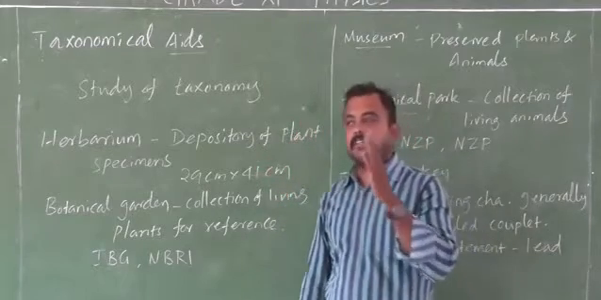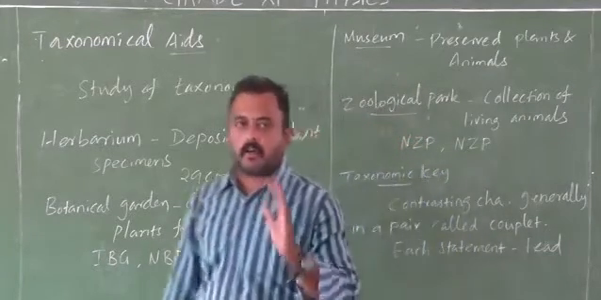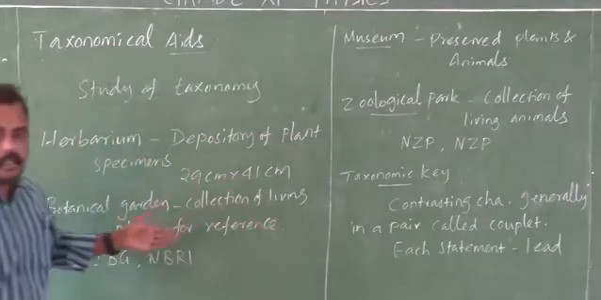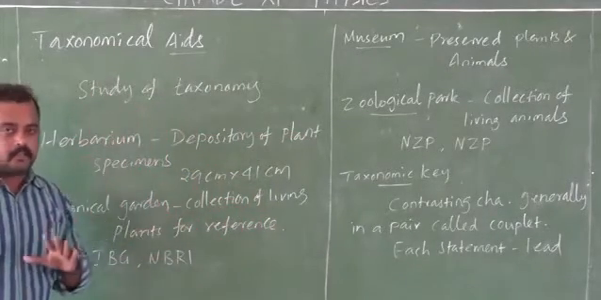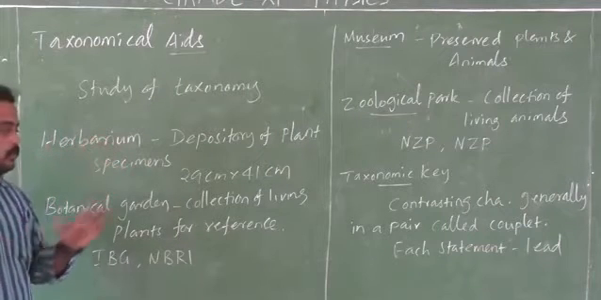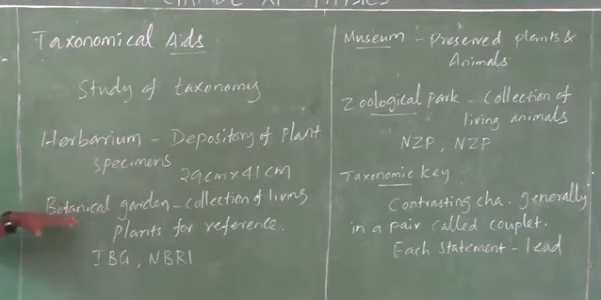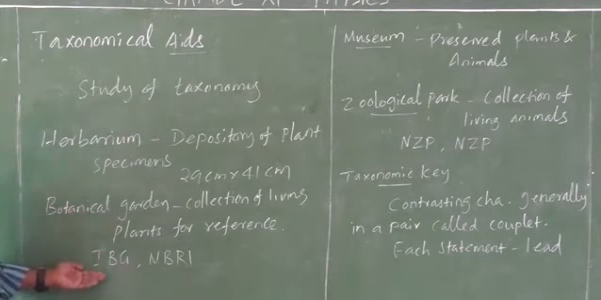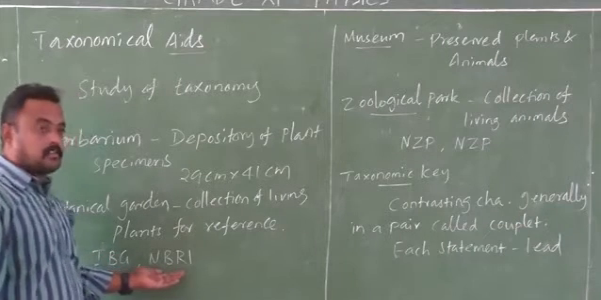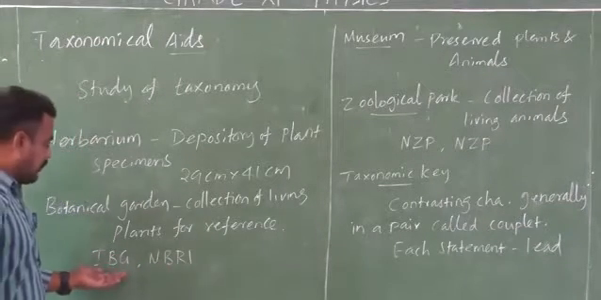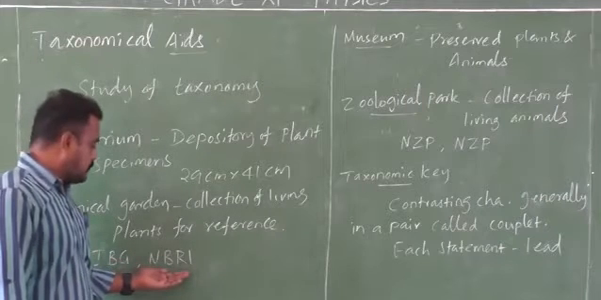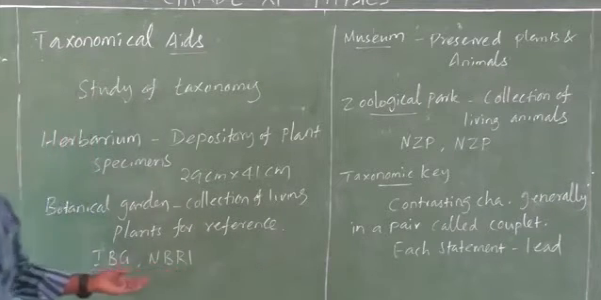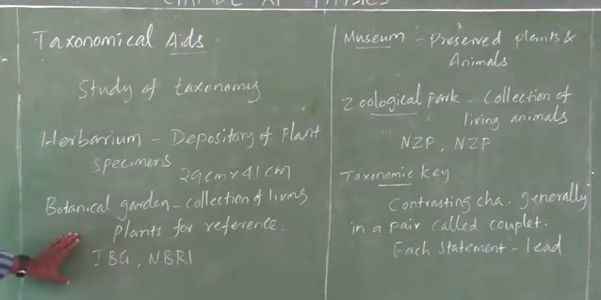Which botanical garden is famous in the world? That means Royal Botanical Garden is famous in the world. It is in Kew, actually in England. Kew is one of the places in England. So Royal Botanical Garden is a famous garden where we have lots of species of plants, where we can identify many plants. Right. The next, here we have Indian Botanical Garden, and next National Botanical Research Institute. Indian Botanical Garden is in Kolkata. National Botanical Research Institute is in Lucknow. So these are the important botanical gardens in India.